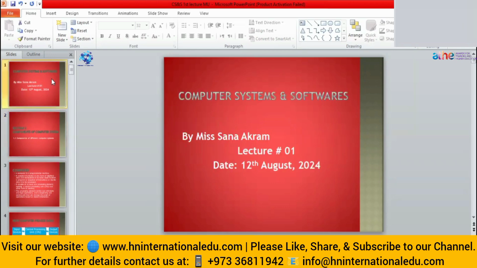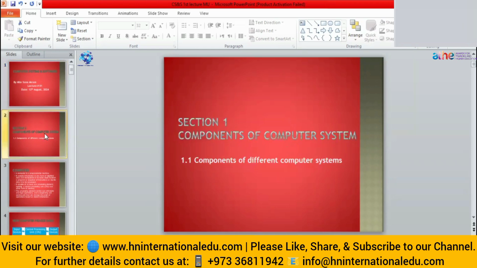Today's lecture is about the introduction of computer systems and software, in which we discuss the computer, its components, and the types of those components. So that is section number one, in which we have to elaborate the components of different computer systems.